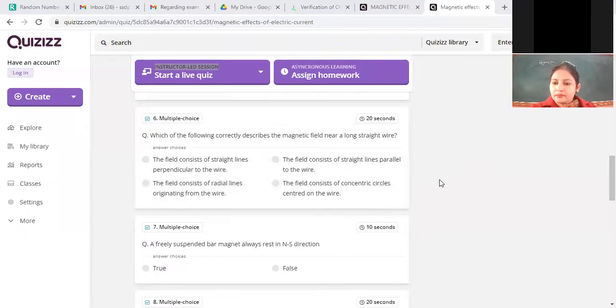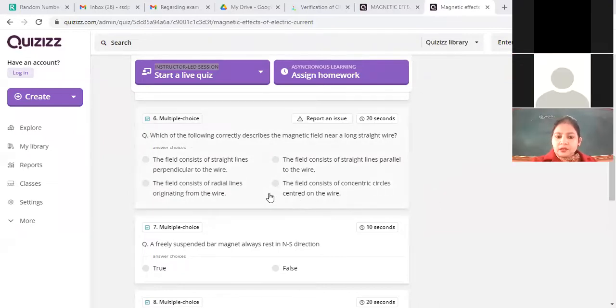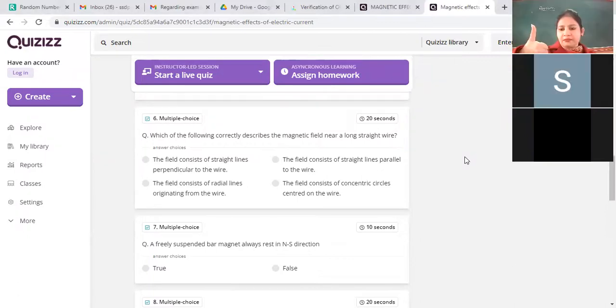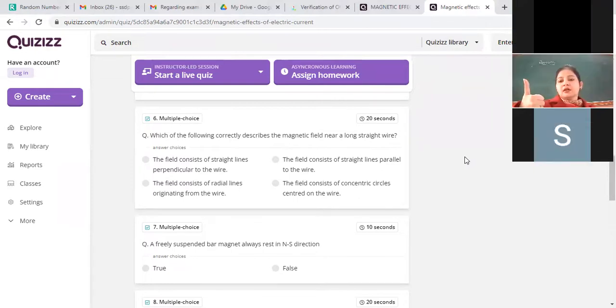Yes, student. Okay, Rishit. Ma'am, the field consists of concentric circles centered on the wire. It is last option. Field consists of concentric circles centered on the wire. So go on drawing the pattern also side by side in your copy so that you have practice of this. Fine. So it will be concentric circles, and if the thumb is upward, current is upward, then the magnetic field lines are anti-clockwise. If it is downward, then it is clockwise.